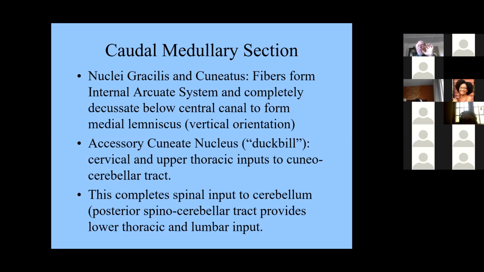Where do the cervical and upper thoracic inputs to the cerebellum come from? They come through the accessory cuneate nucleus. So this completes spinal input to the cerebellum. The posterior spinocerebellar tract supplies lower thoracic and lumbar input. The accessory cuneate nucleus and the cuneocerebellar tract supply cervical and upper thoracic cerebellar input. So now, let's look at that.